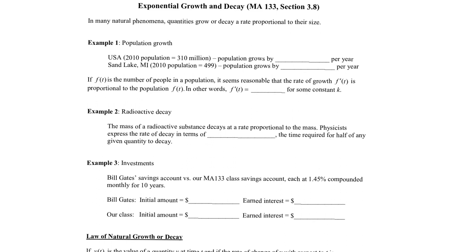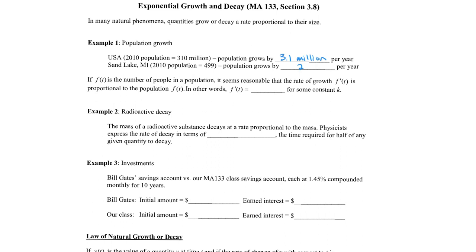So as an example, we could consider population growth. In the United States, the 2010 population was around 310 million, and the population grows by maybe, let's say, 3.1 million per year. And if you compare that to a small town like Sand Lake, Michigan, the population was 499. Maybe the population there grows by 2 per year.